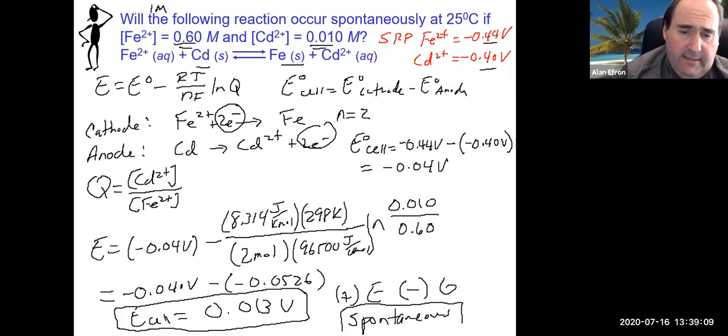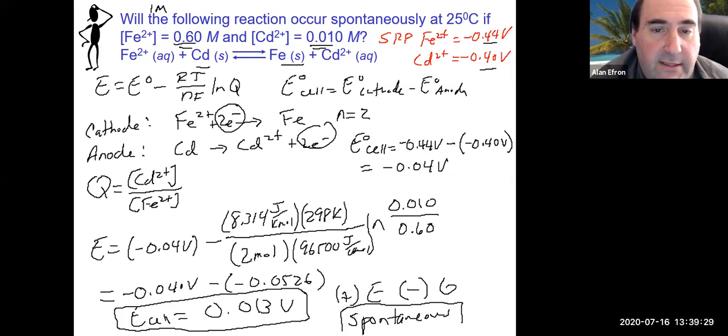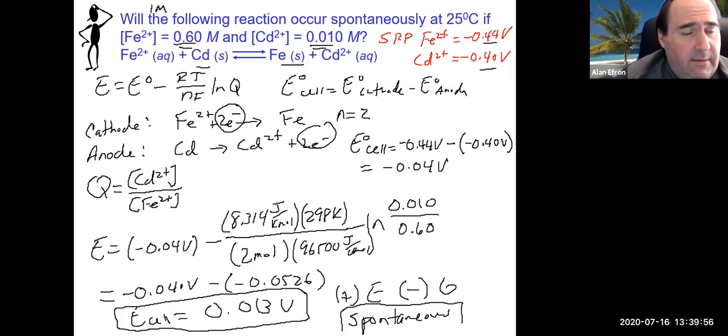In this example, by changing the concentrations, the 0.6 and the 0.01, and putting them into our Nernst equation, we do see that we gain some positive voltage, 0.013. Not a lot of voltage, but technically it got to a positive voltage, which tells us it is perhaps a spontaneous reaction in this case, and products would be favored. So you can take a non-spontaneous process and maybe make it spontaneous by playing with concentrations, pressures, even temperatures.